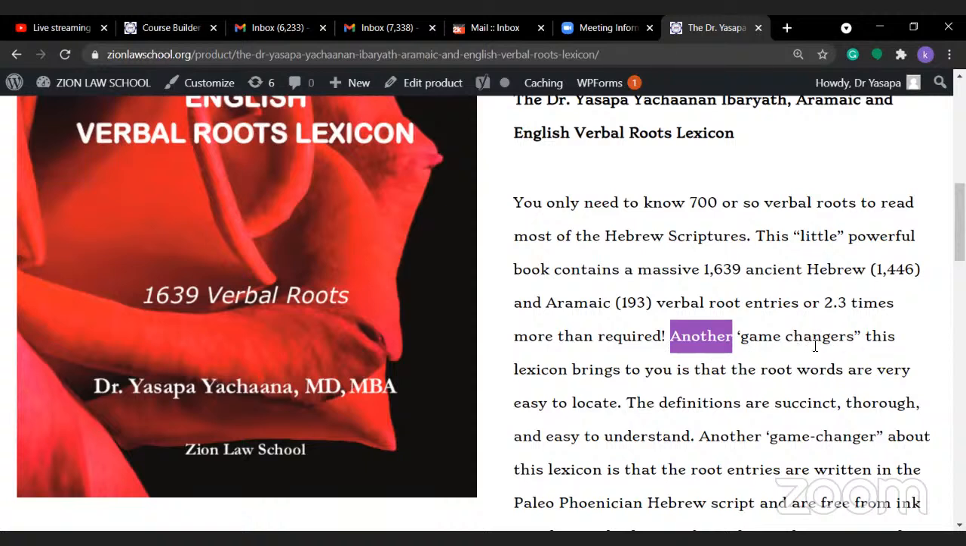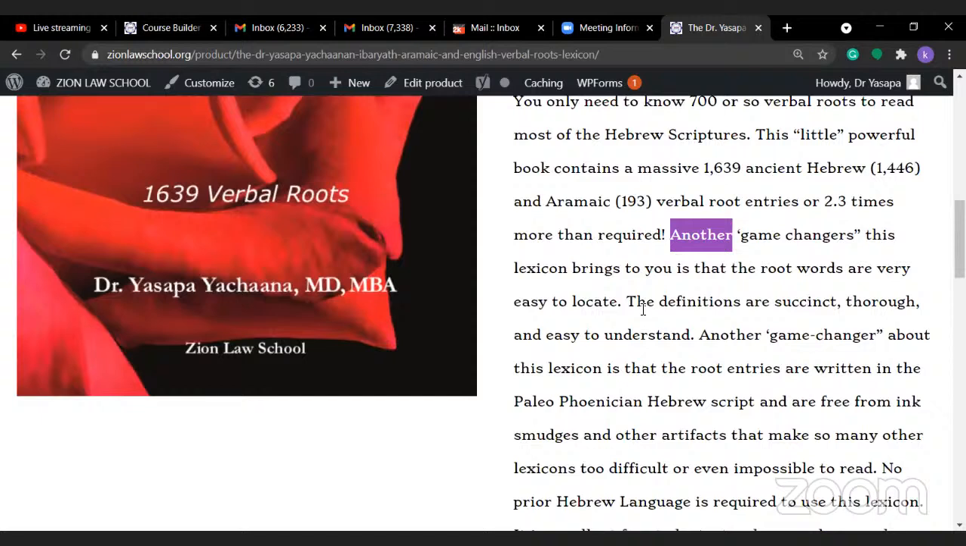Another game changer this lexicon brings to you is that the root words are very easy to locate. Okay, so y'all should have seen that when I showed the page, right? It's very easy to find a word. It's basically in alphabetical order, and you don't have to know any complicated technique or schema to find a word as you do in the modern Hebrew lexicons, right? 99.99% of the Hebrew Israelites cannot even find the word in a lexicon if it doesn't have a Strong's number, okay? All right, so let's continue.